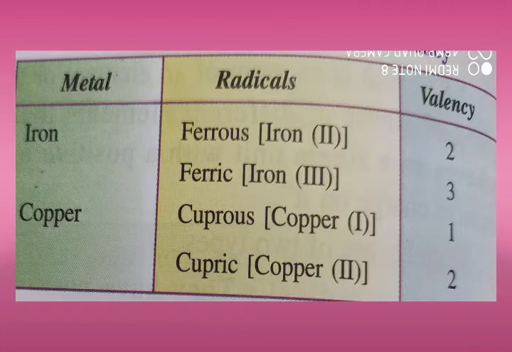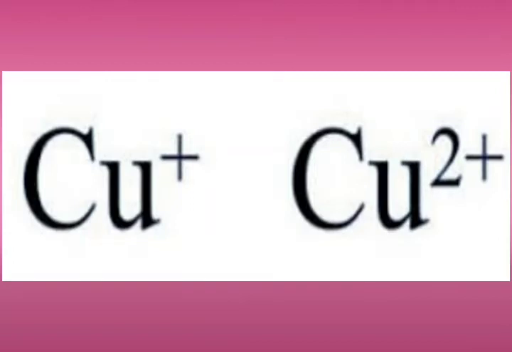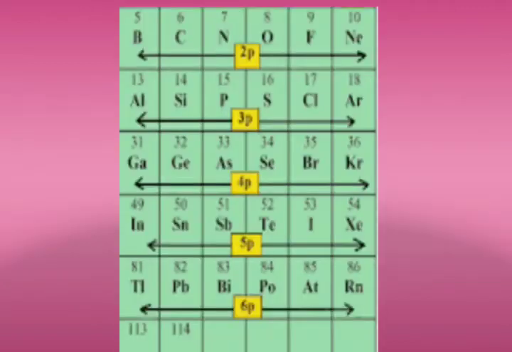Clear? So metals like iron and copper show variable valency. You can see it on the screen also. There are two types of valency of iron. Clear? Iron has two valencies. The first is valency 2 and the second is valency 3. In the same way, copper also has two valencies, 1 and 2. Non-metals like nitrogen, phosphorus and sulfur also show variable valency. Nitrogen and phosphorus show valencies of 3 and 5 while sulfur exhibits valencies of 2, 4 and 6.